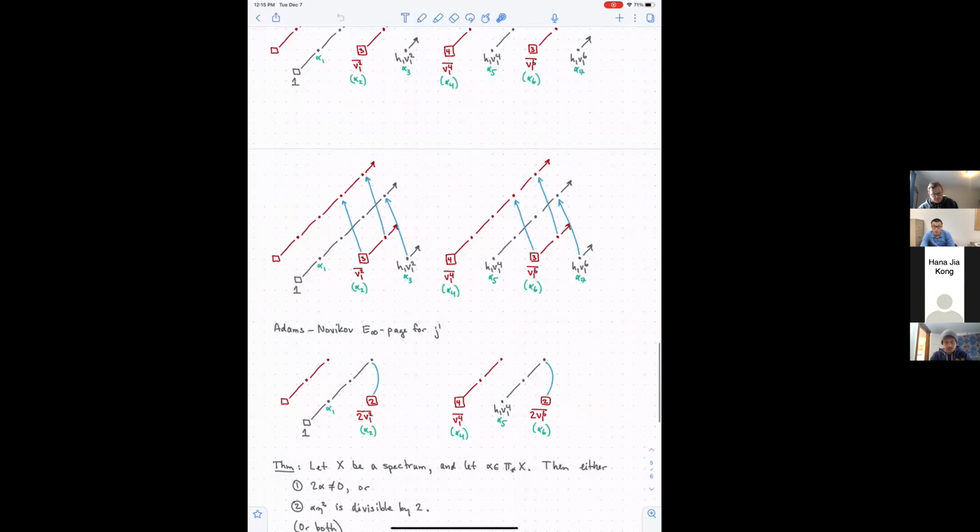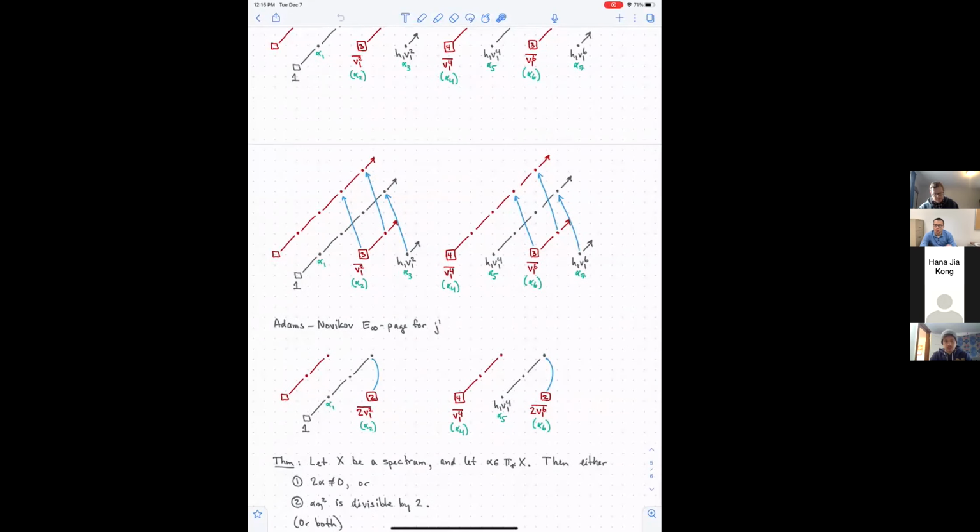And then finally, from here, you can get to the E-infinity page, the Adams-Novikov E-infinity page for J prime. Okay, so these first three red elements, they survive. They're sitting right there. That's fine. Then there's these four black elements, and they're sitting right here. And now look a little carefully at what's going on here.